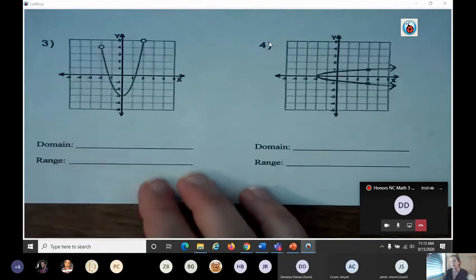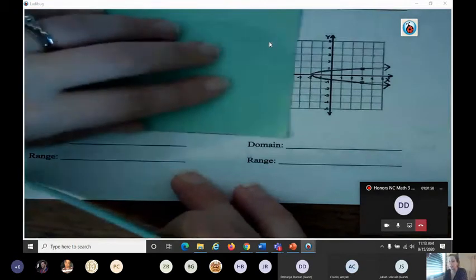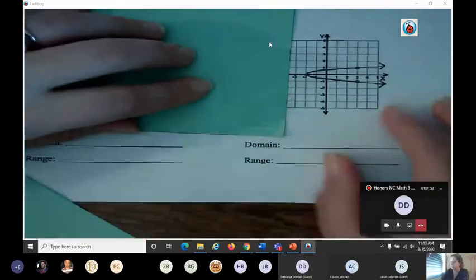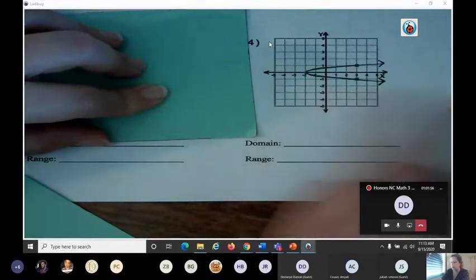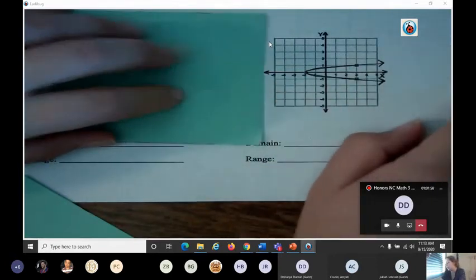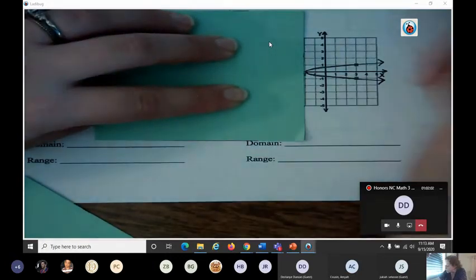So for number 4, we're going to start with domain. So I want to go as far left as I can go without covering up the function. Obviously, the function's not right here, and these arrows are pointing this direction. So I am not going to cut it off if I go all the way to here. I'm going to put a green mark right here.